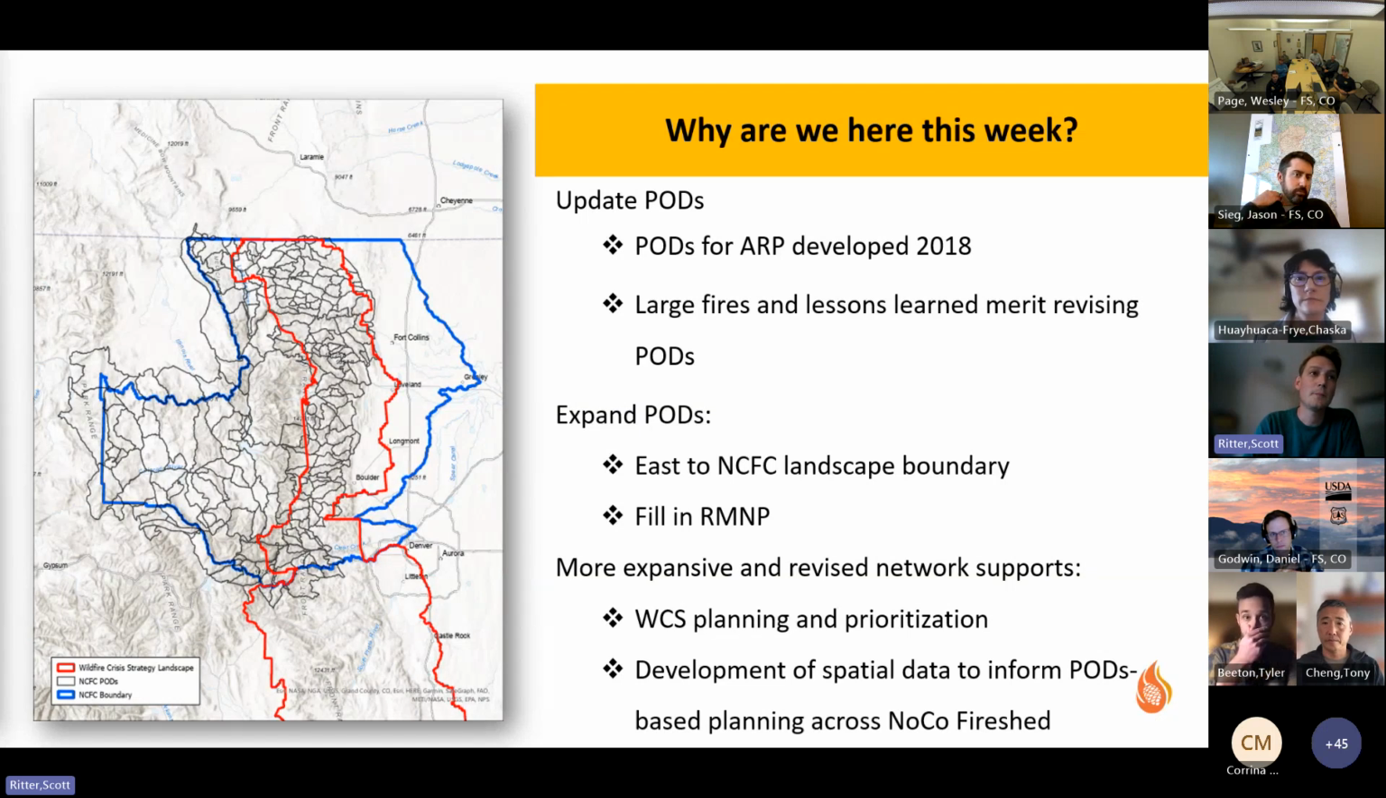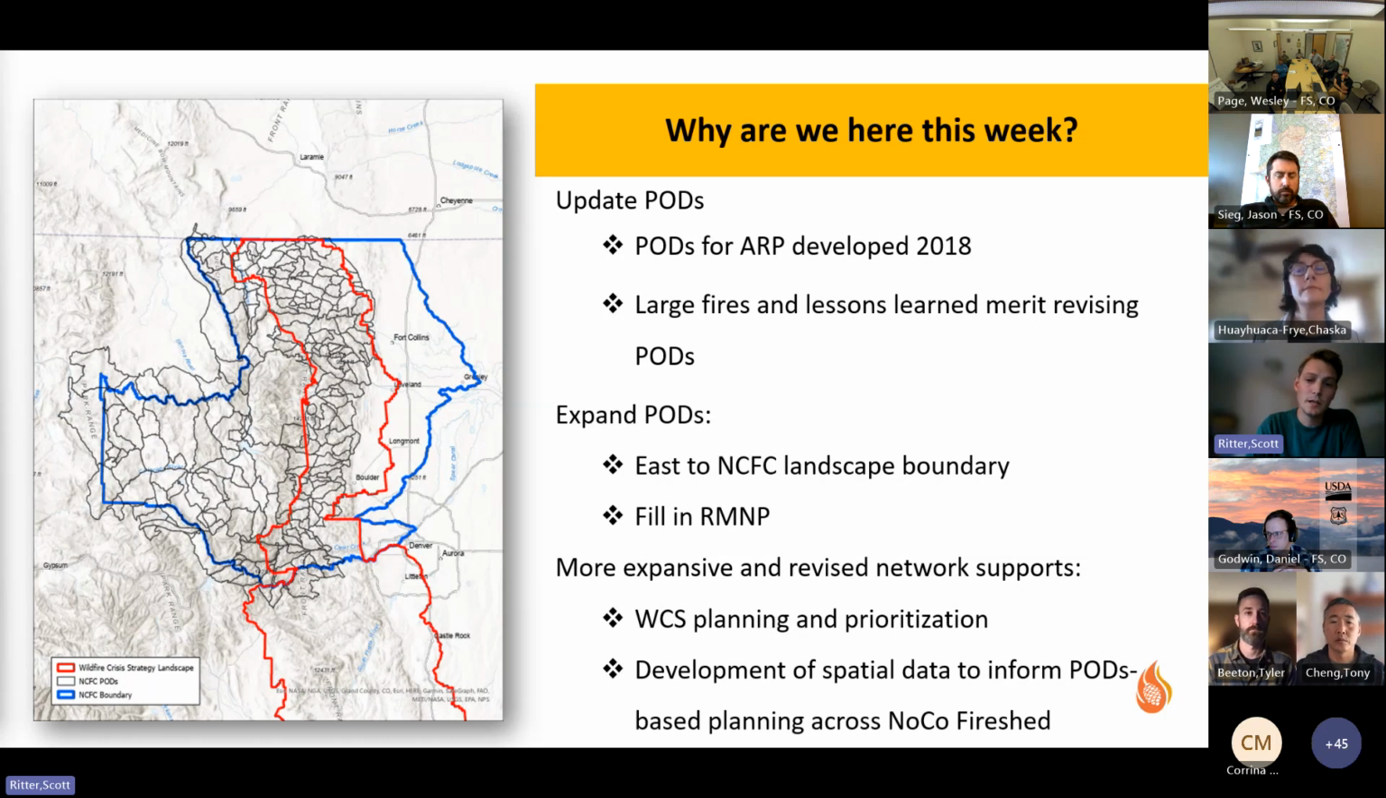So on this map here, I've got the wildfire crisis strategy landscape boundary. Certainly extending east to that boundary, as well as going even further off to have coverage across the whole Northern Colorado Fireshed Collaborative landscape is a goal for the workshop. And then also we're going to have some representation from Rocky Mountain National Park, to go ahead and get some pods across that landscape as well. So we can use this as a sort of cohesive planning framework across our whole landscapes. So those are the major goals.